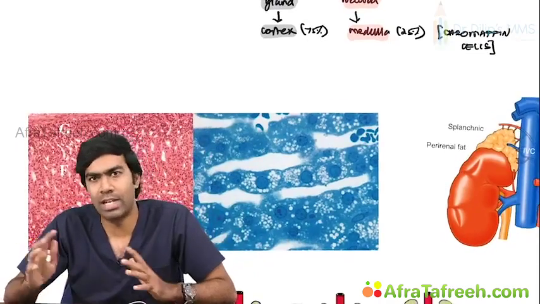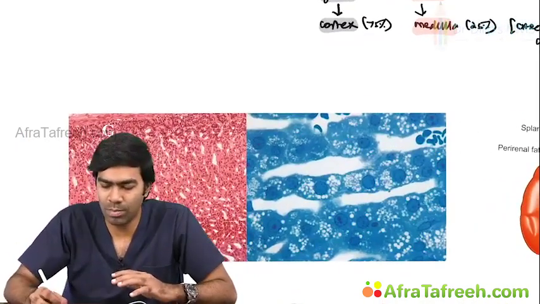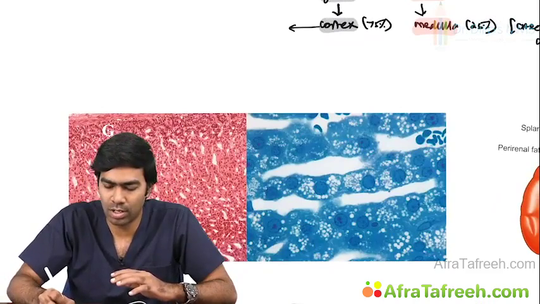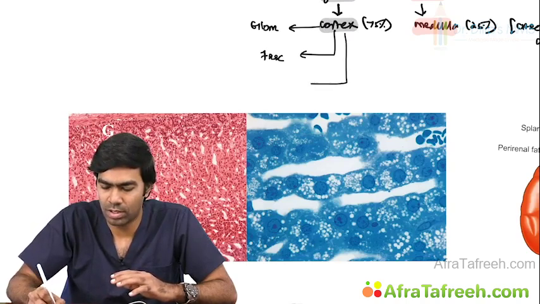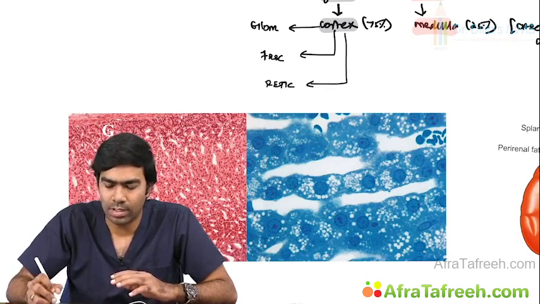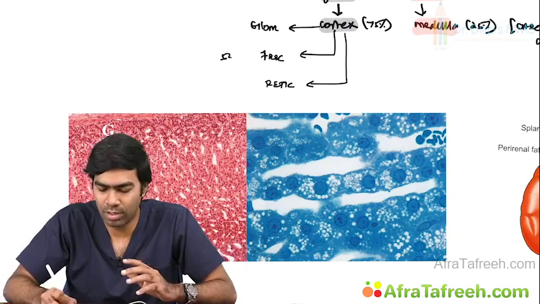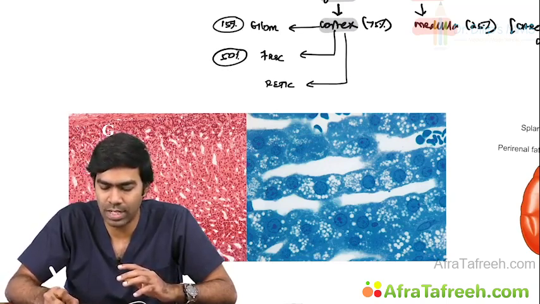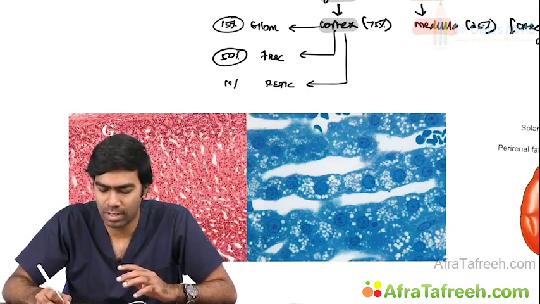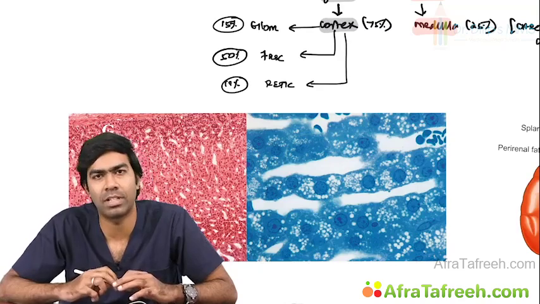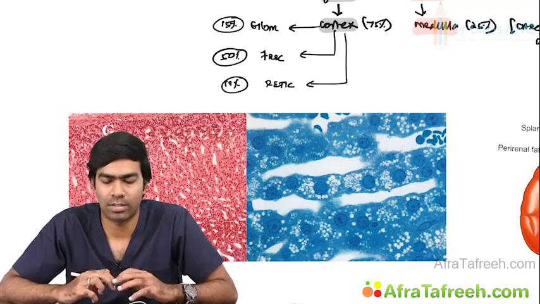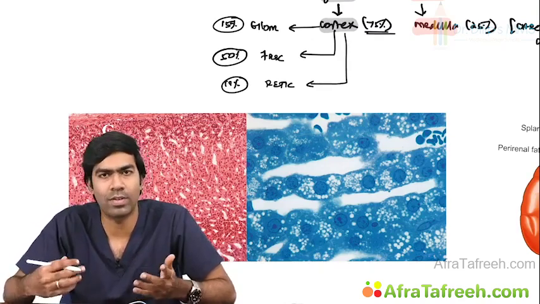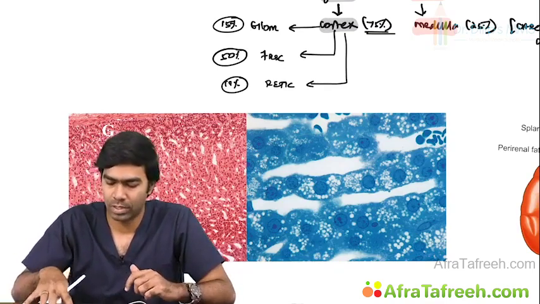The cortex you can divide into three more areas. One is the zona glomerulosa, the second is the zona fasciculata, and the third one is the zona reticularis. The fasciculata forms the bulk of the adrenal cortex, contributing 50% of the cortex, glomerulosa contributes 15% of the cortex, and reticularis contributes the remaining 10% of the adrenal cortex. The total is 75%. That's why I divide it into 50, 15 and 10.